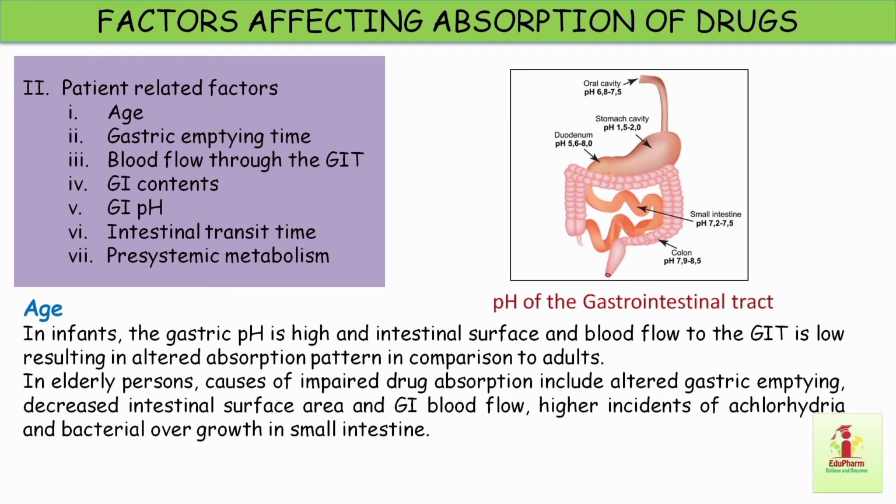In infants, the gastrointestinal pH is high and intestinal surface and blood flow to the GIT is low, which results in altered pattern in comparison to adults. In elderly persons, causes of impaired drug absorption include altered gastric emptying, decreased intestinal surface area and gastrointestinal blood flow, higher incidence of achlorhydria and bacterial overgrowth in small intestine.